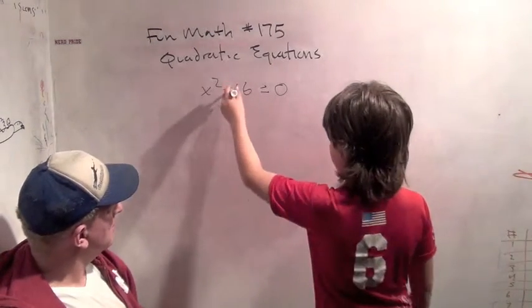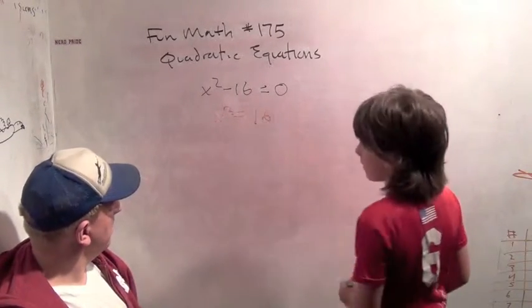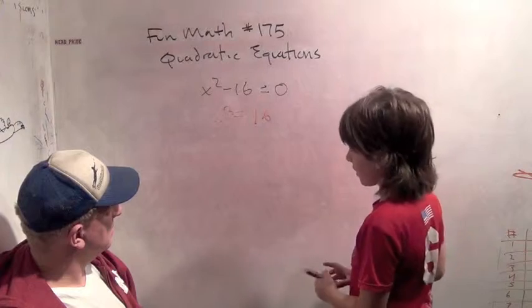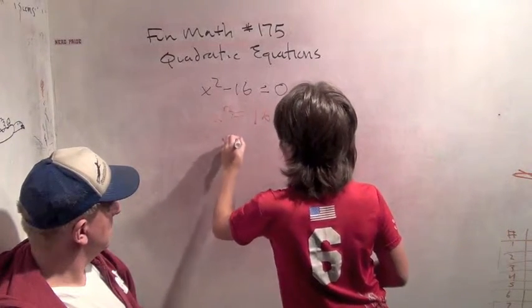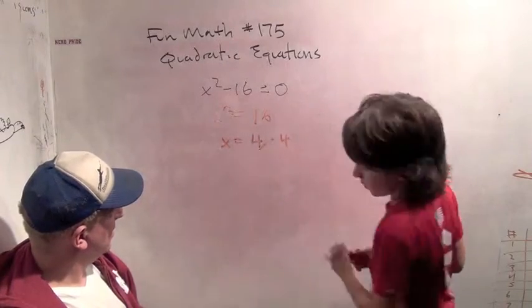Well, we isolate the variable. We get x squared is 16. Yeah, that's right. And x can be 4 or minus 4, because they both square to be 16.